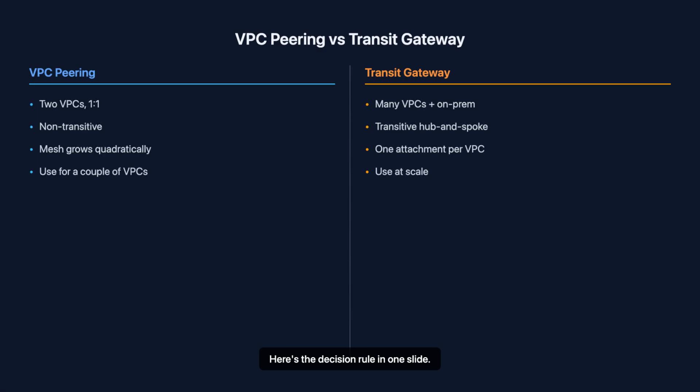Here's the decision rule in one slide. VPC peering is for connecting two VPCs. It's non-transitive. The mesh grows quadratically, so reach for it when you've got just a couple of VPCs. Transit gateway is for connecting many VPCs and on-premises networks. It's a transitive hub and spoke. Each VPC attaches once, so it's the answer at scale. The Q in a question is the count. 2 VPCs means peering, many VPCs means transit gateway.